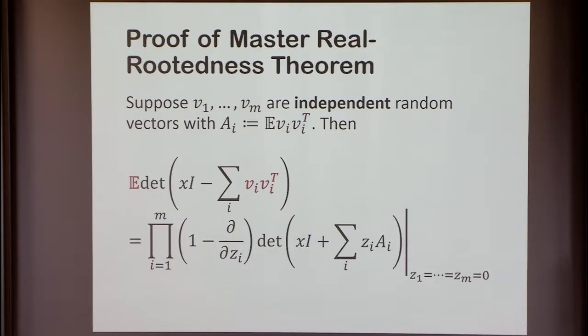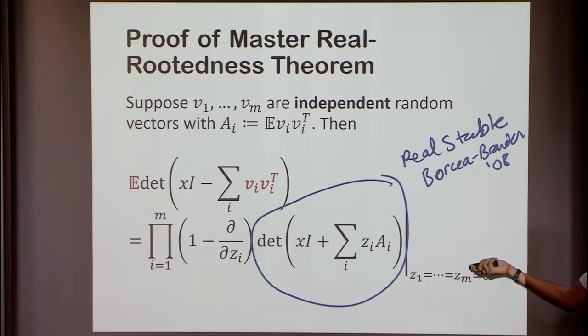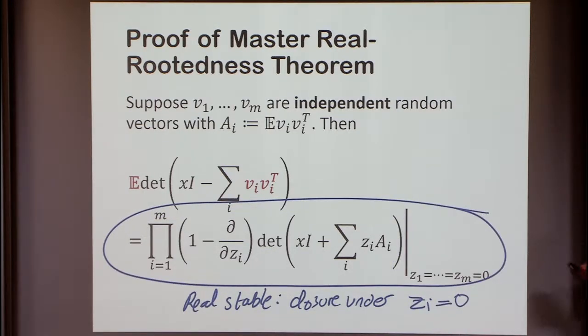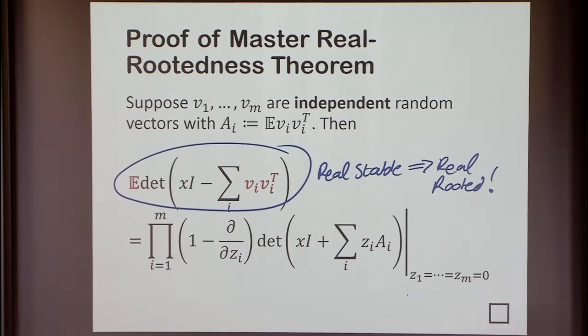So here's the proof of the theorem. This is a determinant of a sum of PSD matrices, which is real stable, which I just told you. These differential operators preserve real stability. Setting things to 0 preserves real stability. So this whole thing is real stable, but it's univariate, so it's real rooted. Just the existence of this formula, that's the whole proof. But again, this rank 1 structure is what we're using. So once you have this, you're done.